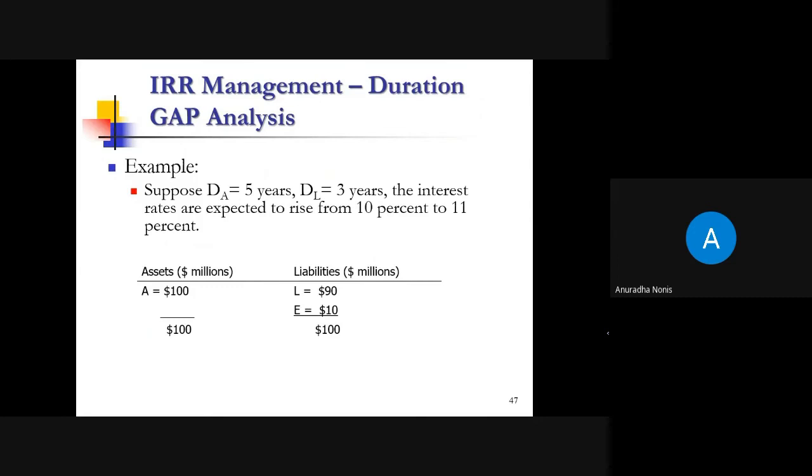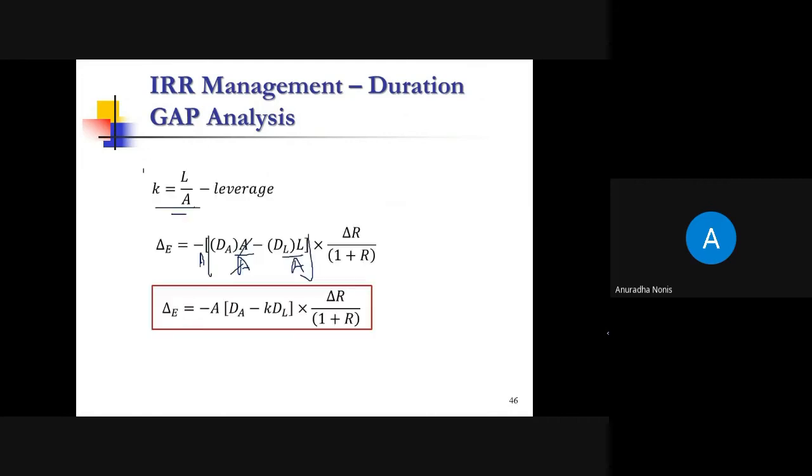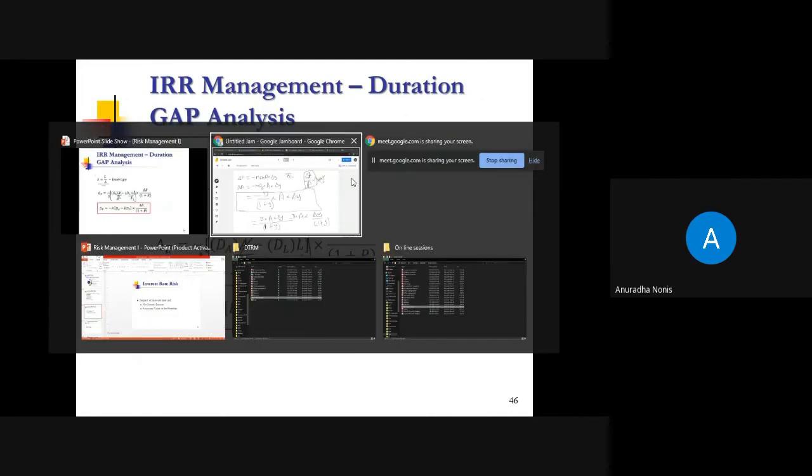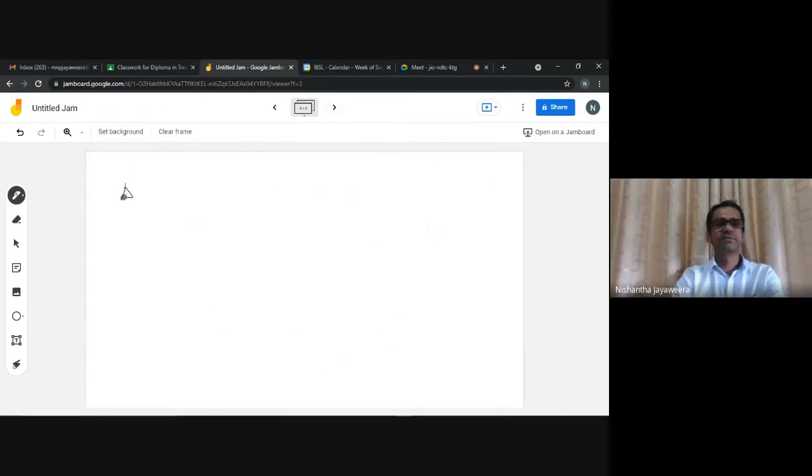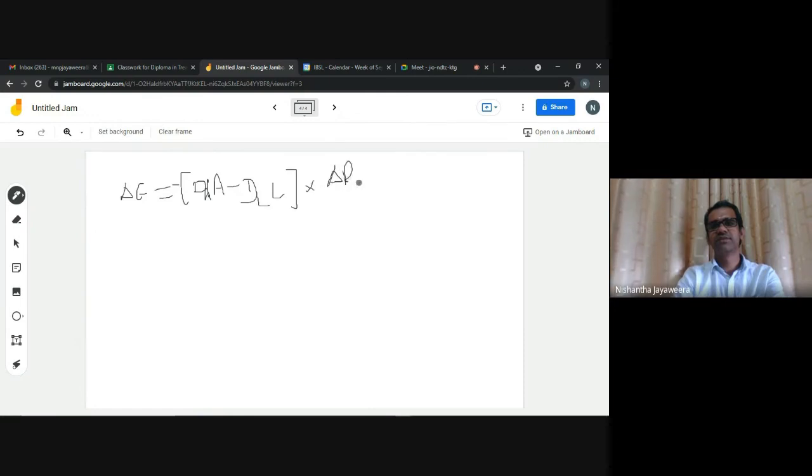Can you explain how you included the leverage ratio in the previous slide? Okay. What is our equation? Change in equity equals, there's a minus sign, dA into A minus dL into L, into change in rate divided by 1 plus R.